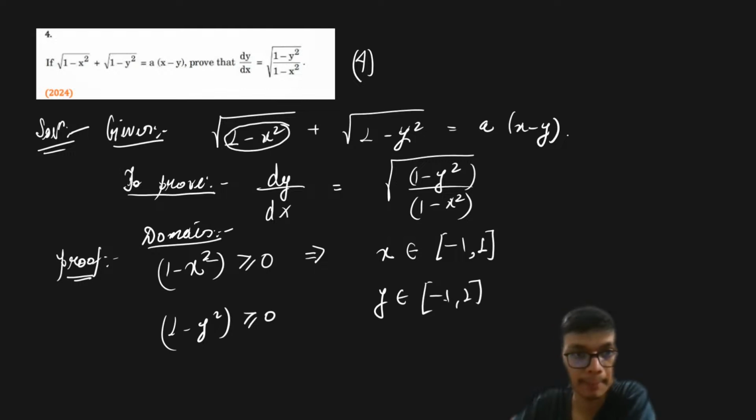Is it clear? Okay. So once we understand this part, our next goal is to understand what we are getting for different sets of x and y, right?